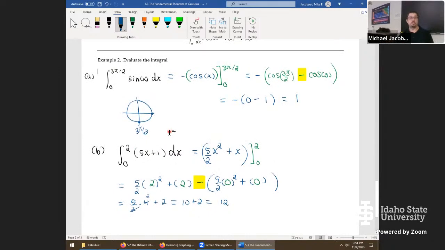This function is positive, so this is ordinary area. There's no signed area here to subtract. So that's 2 problems down. Any questions with that so far, folks?